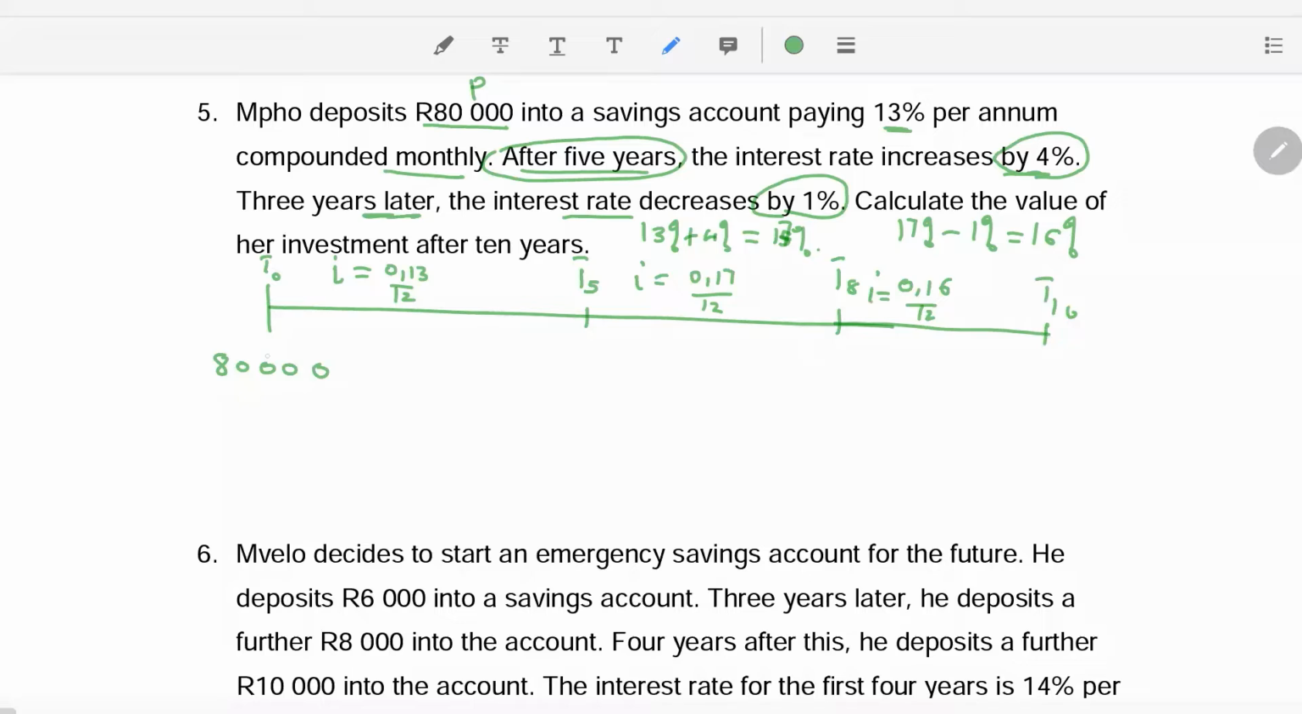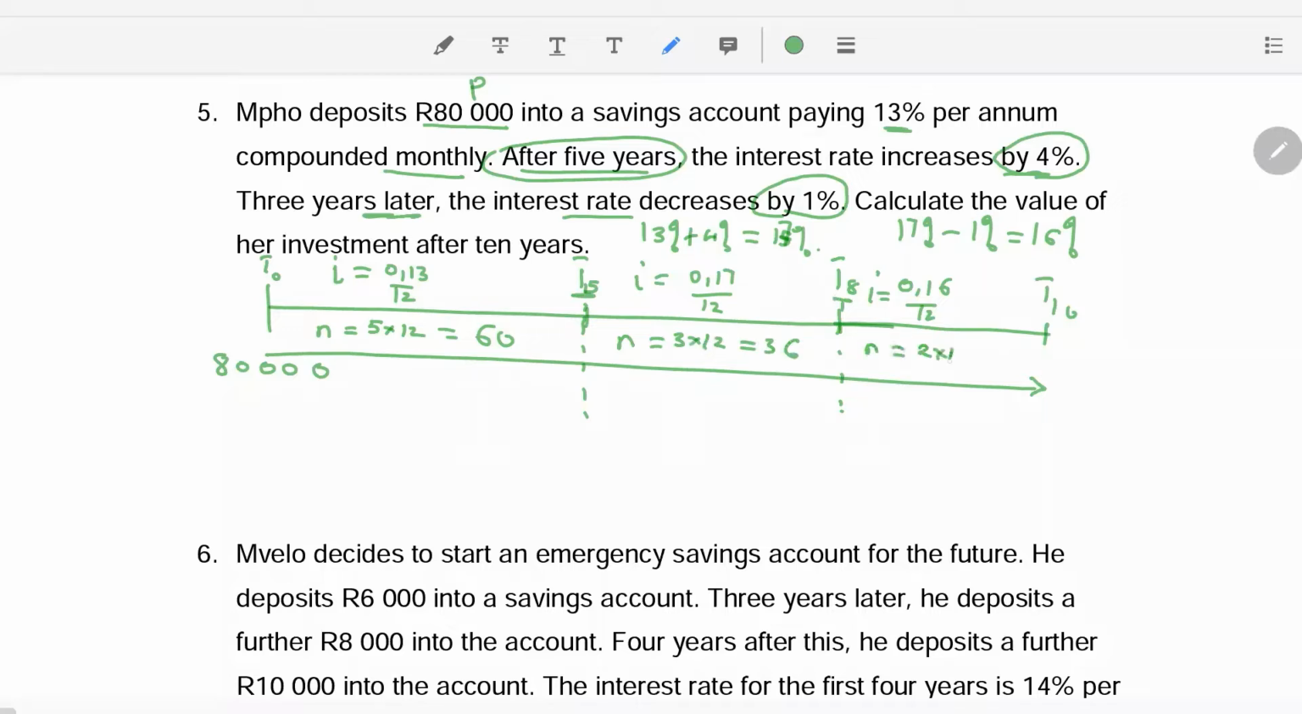So the 80,000 is in the same account that is earning different interest rates. So for the first 5 years, our N will be 5 times 12, which will be 60 months. And then for the next 3 years, that's from T5 to T8, it will be 3 times 12, which is 36. And then for the last 2 years, N would be 2 times 12, which is 24 months.